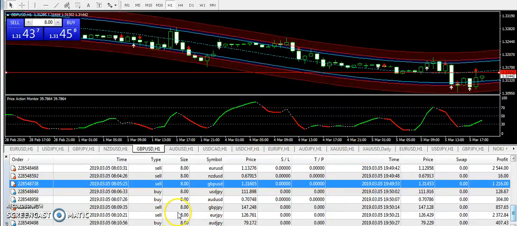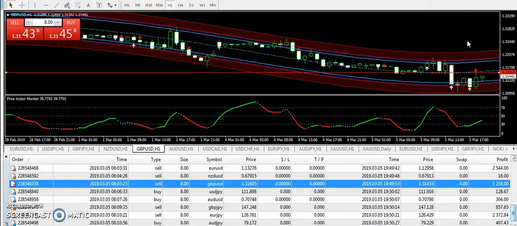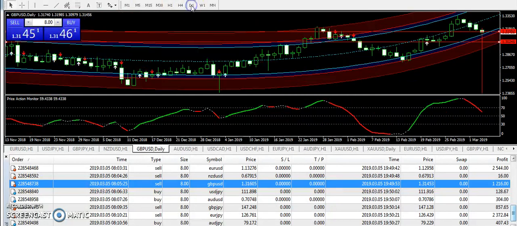Okay, now let's talk about Great Britain Pound USD. I had a weaker expectation on this pair from 1.31552 and 1.30245 was the targeted price. However, the targeted price is not met, but overall if you look at Great Britain Pound USD, it's into the bearish zone and the market is making the bearish pattern. Let's move to the higher time frame so that you can see what's going on here.